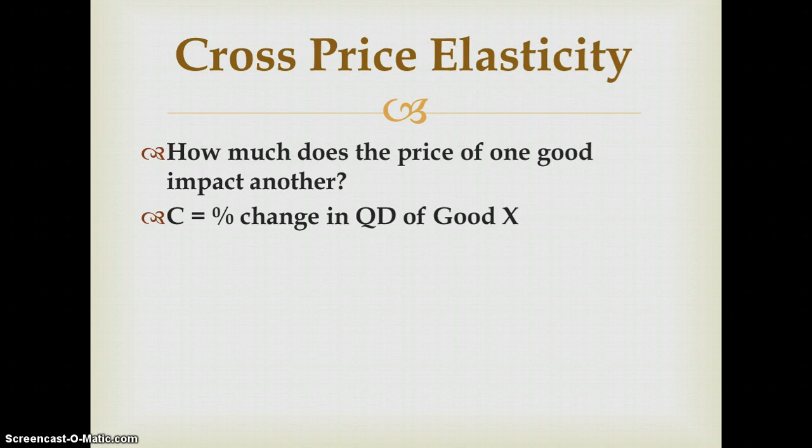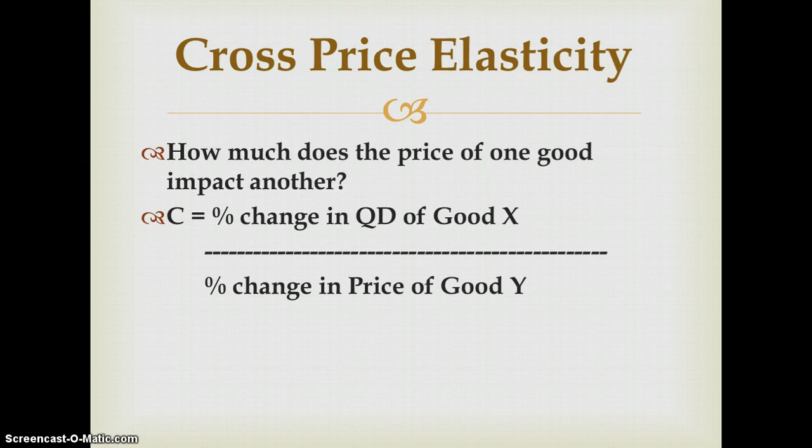In this case, take a look at the formula. C is equal to the percent change in quantity demand of one good, good X, divided by the percent change in the price of another good, good Y. And here again, this is going to actually be something very familiar to us. Suppose that the price of good Y increased by 100%, but the quantity demand of good X decreased by 100% when the price of good Y increased.